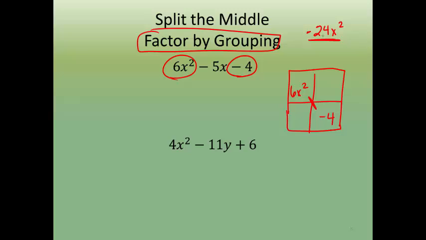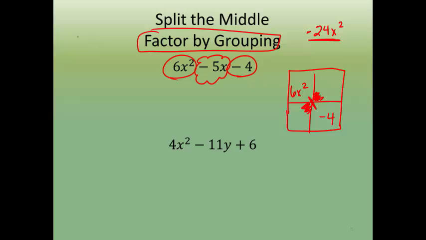So I can think of the numbers that make 24. 1 times 24, 2 times 12, 3 times 8, 4 times 6. All of these numbers make that. But I have to keep in mind that the winner of my selection has to somehow make a -5x, because I'm going to combine these two boxes together and they have to result in a -5x. That's the reverse of using this multiplication table to factor.